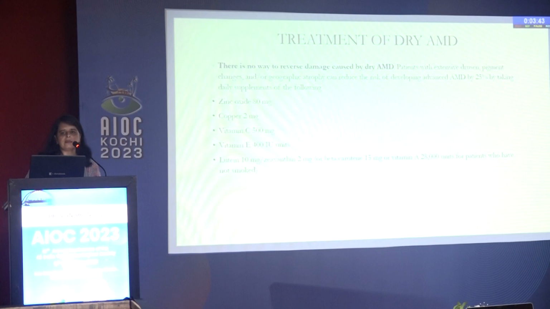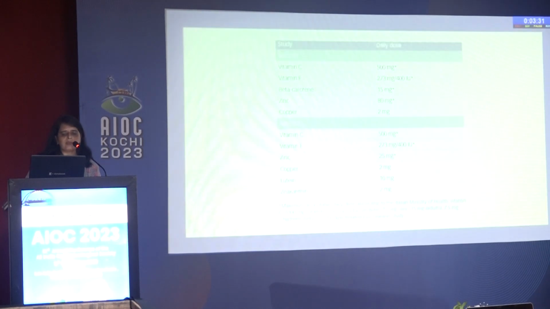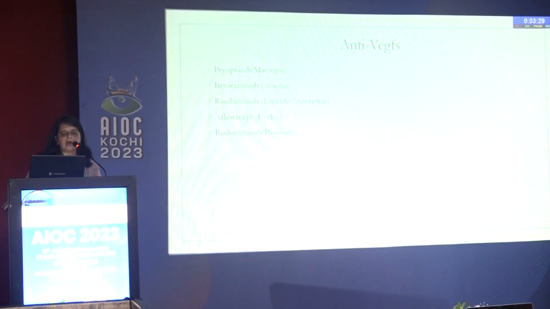So how do we treat dry ARMD? We always give some antioxidants in the form of zinc oxide, copper, vitamin C, E, lutein. AREDS 1 and AREDS 2 studies are there for it. However, most important is to give anti-VEGFs when there is wet ARMD, when there is fluid or distortion because of the CNVM.